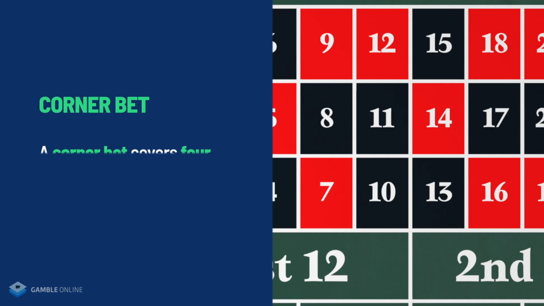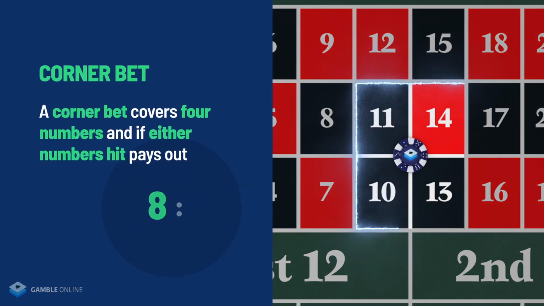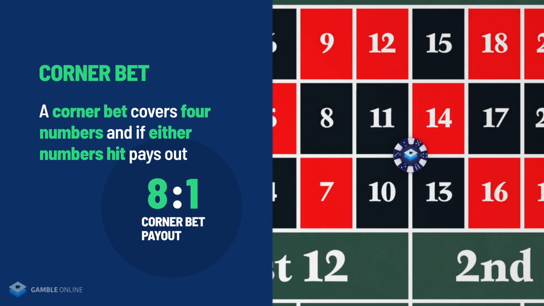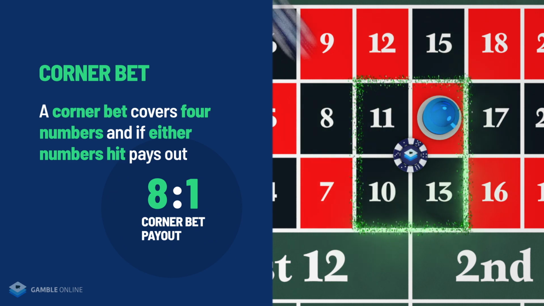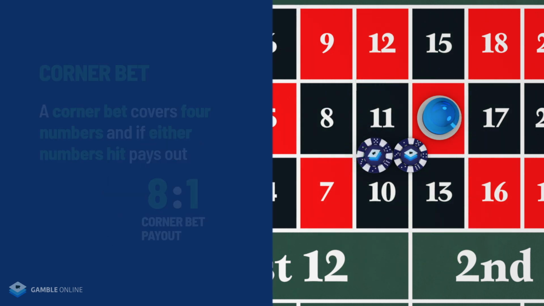Want to make a bet that covers 4 numbers? Well, you can. This is what's called a corner bet. Let's say you place your chips here. You'll be betting on 10, 11, 13, and 14. So if the ball lands on any of those numbers, you win your bet. A corner bet pays 8 to 1.